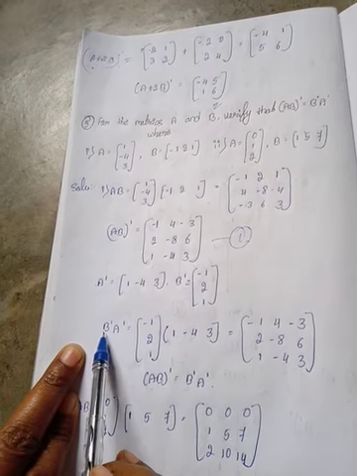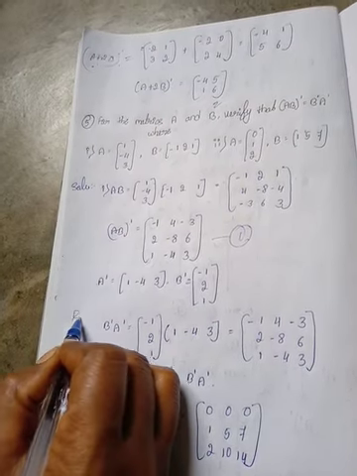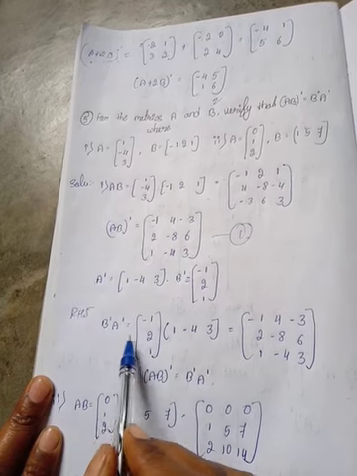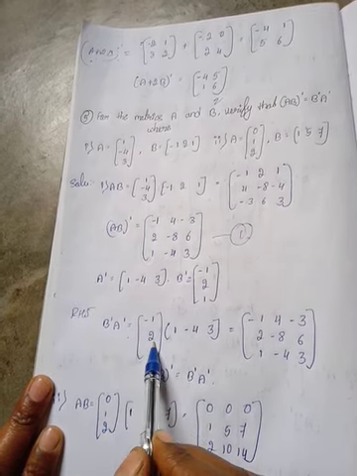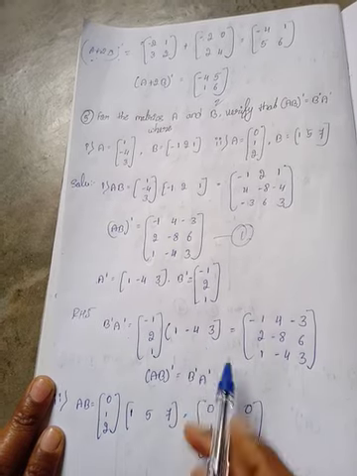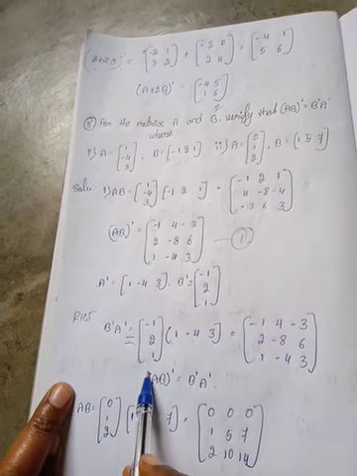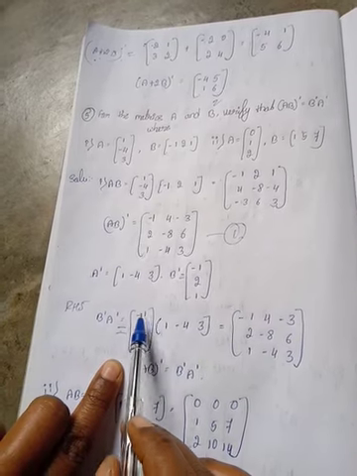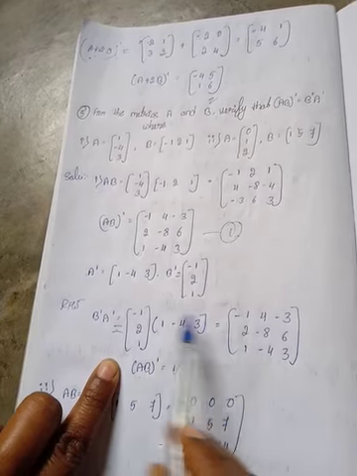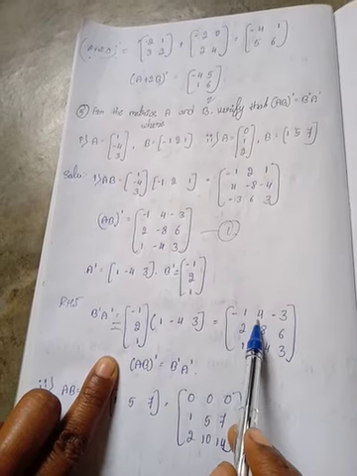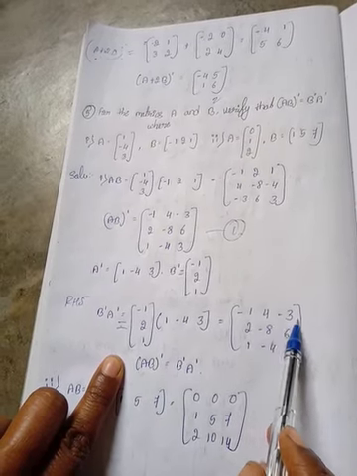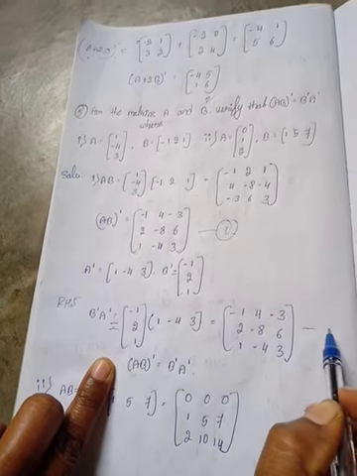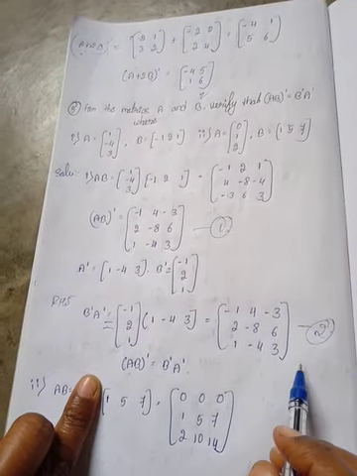Then take the RHS. This is your RHS: B transpose into A transpose. This is your B transpose, this is your A transpose. Find the product of these two matrices, that is minus 1 into 1, minus 1, minus 1 into minus 4, plus 4, minus 1 into 3, minus 3, like that. Take the product of these two matrices. You are getting it like this. This is your equation 2.